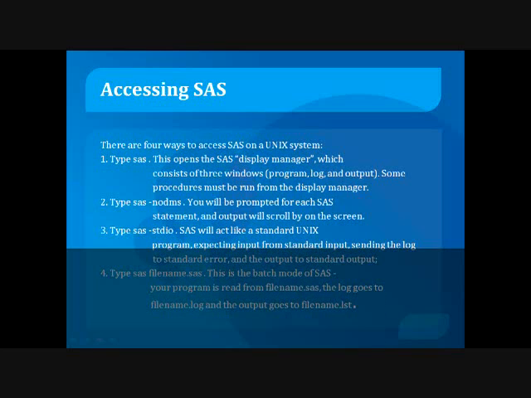Type sas filename.sas. This is the batch mode of SAS. Your program is read from filename.sas. The log goes to filename.log and the output goes to filename.lst.